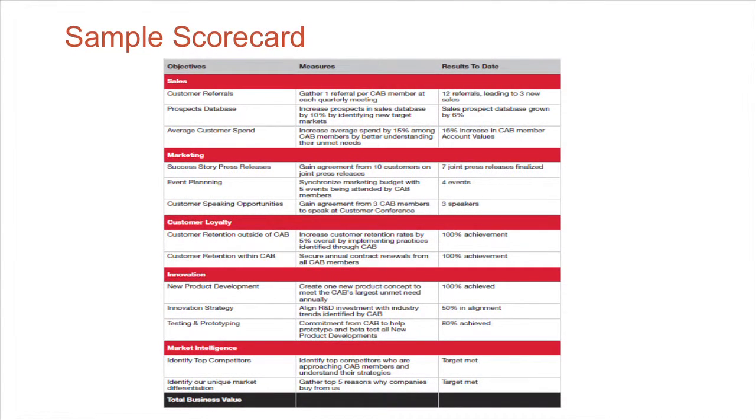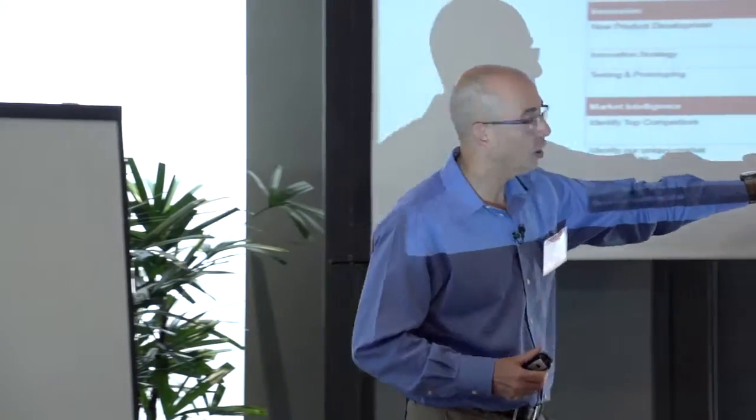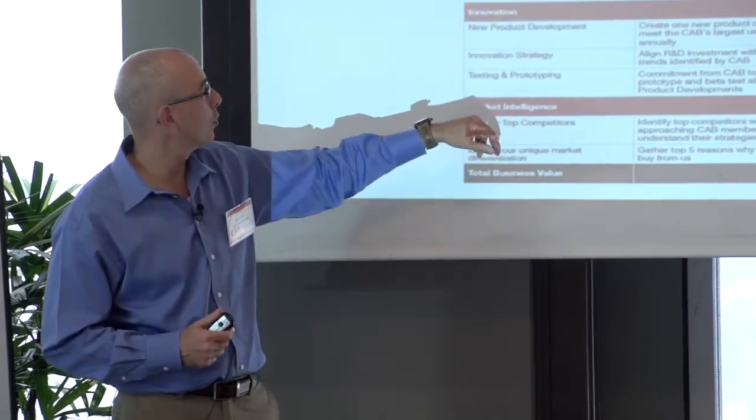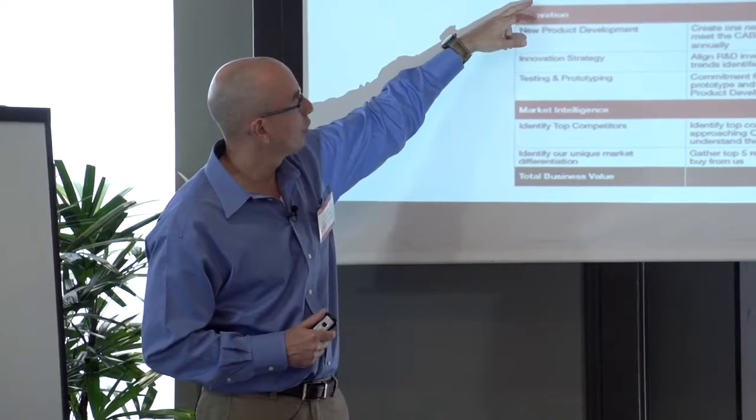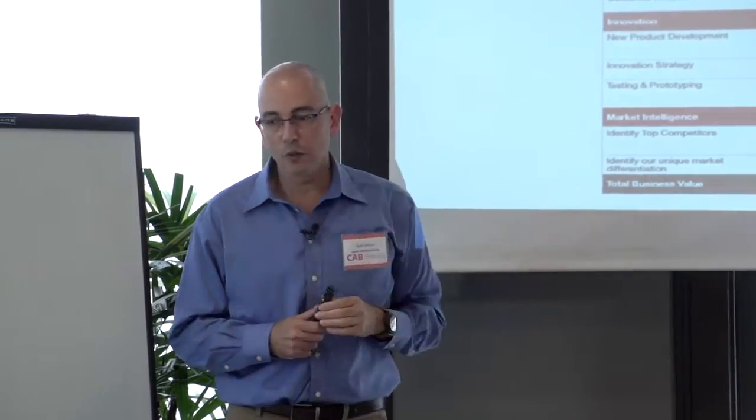And here, how do you measure it? Gather the top 5 reasons why companies buy from us, or maybe why they're not buying from us, and target met. It could be a qualitative way of doing it. It could be quantitative, in terms of customer retention scores, in terms of marketing, and so on and so forth. So each and every one of you needs to create a scorecard for your advisory board that is measured on a quarterly basis and shared with your executives. The best way to do it is to create the scorecard together with your executives.